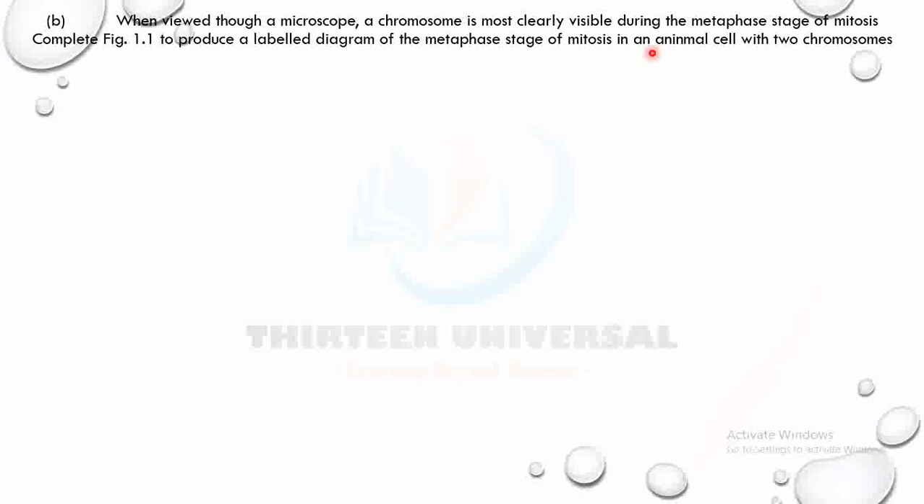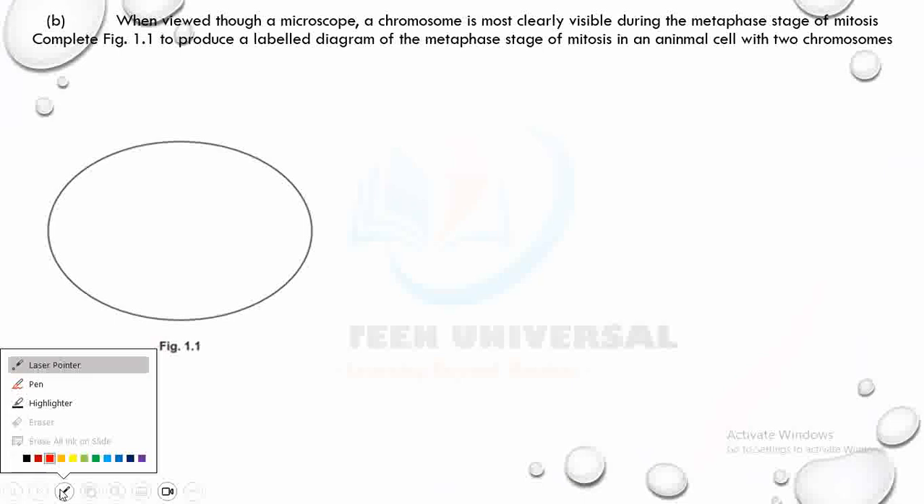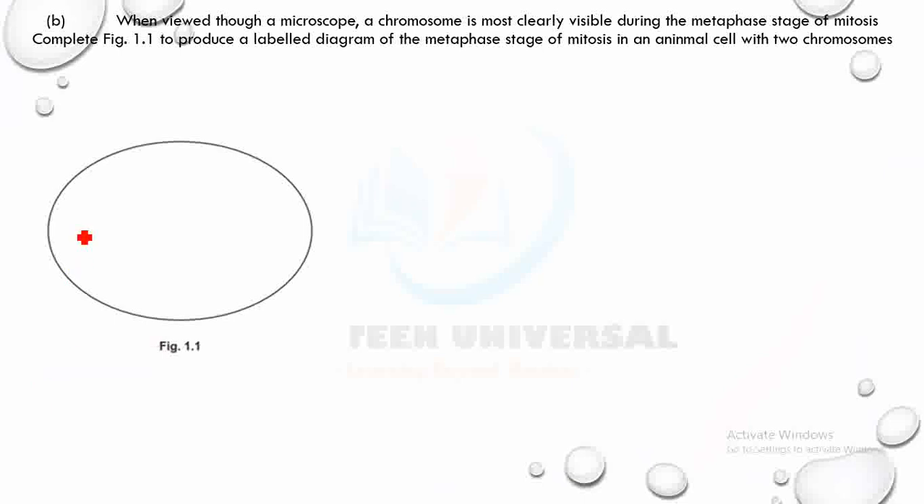In Fig. 1.1, produce a labelled diagram of the metaphase stage of mitosis in an animal cell with two chromosomes. Two chromosomes at metaphase. Pause this video and draw two chromosomes at metaphase. That's what I want you to do. You know how this works.